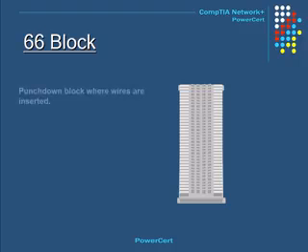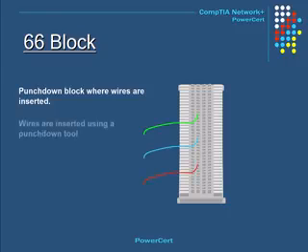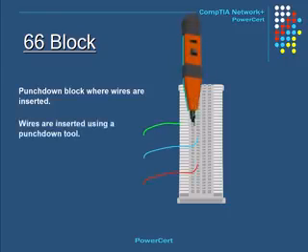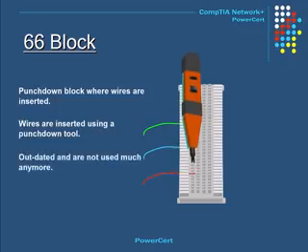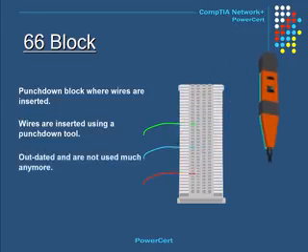A 66 block is a punch-down block where wires are inserted. The wires are inserted using a punch-down tool, and then they are punched down into the block. 66 blocks are considered outdated and they are not used much anymore.